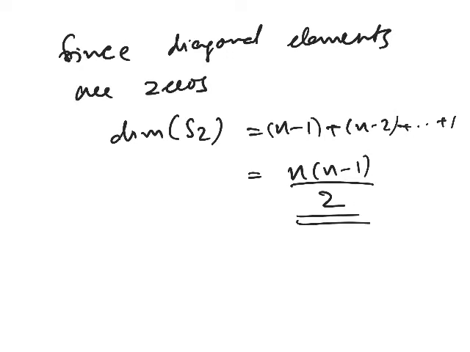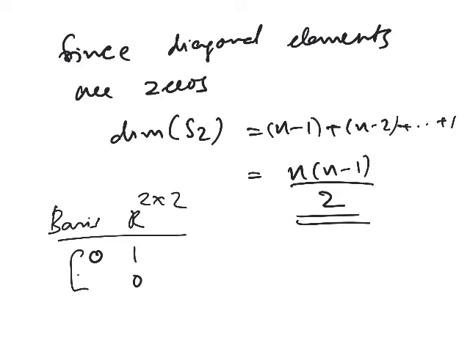And what about the dimension and basis? Let us write the basis for R 2 cross 2. 0, 1. How many basis elements are there? Only one. There is only one basis element for R 2 cross 2 because the diagonal elements are zeros. So it is going to be 0, 0, 1, minus 1. This is the basis, right? And the dimension is 1. Fine?